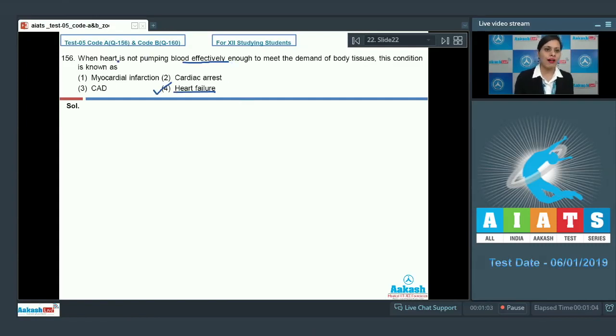This condition, where heart is not pumping blood effectively enough to meet the demand of body tissues, is known as heart failure, and sometimes also known as congestive heart failure. Let's discuss other options also.